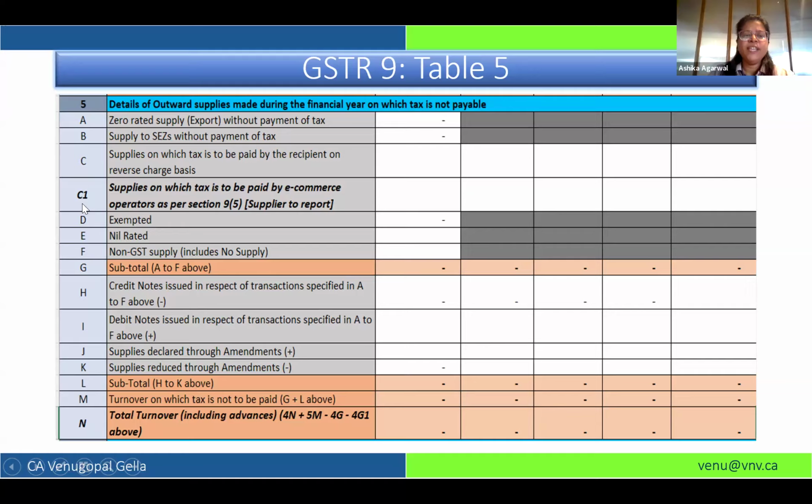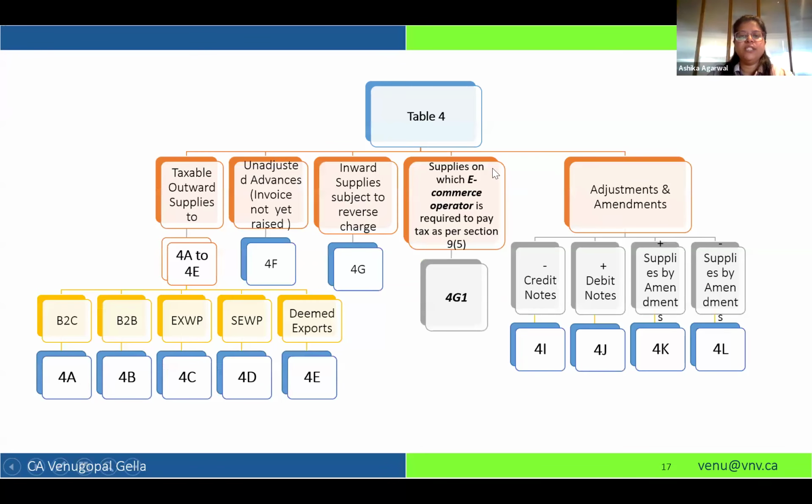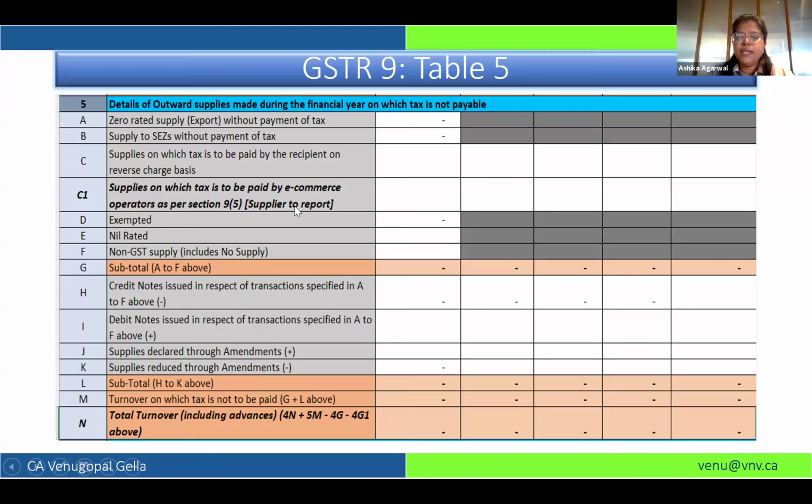Then 5C1, like the e-commerce operator we discussed over here, where e-commerce is liable, e-commerce will disclose. But there can be a case where you are supplying through e-commerce and e-commerce is paying tax. In that case, obviously, if you do not report it, then there will be a mismatch with books turnover. So here you are not paying tax because liability has been put on e-commerce, but that is your turnover, which forms part of your books turnover. So this part you have to disclose in 4C.